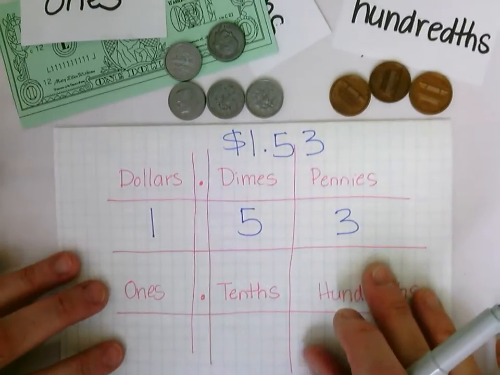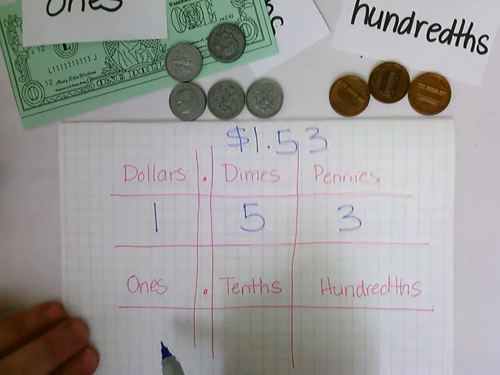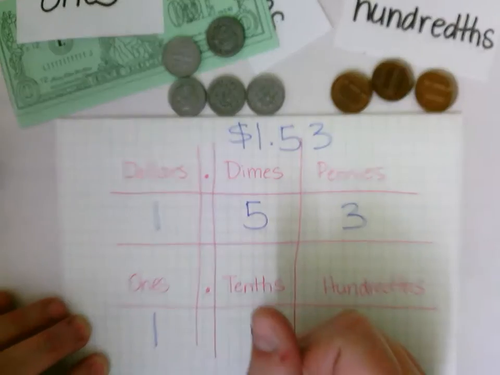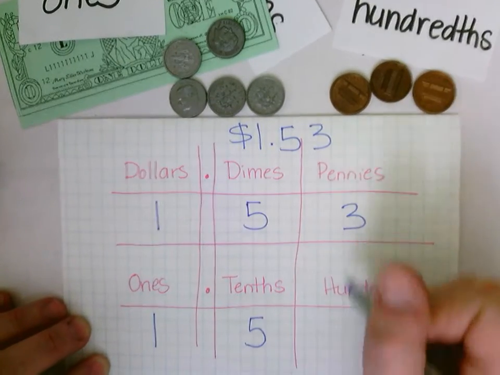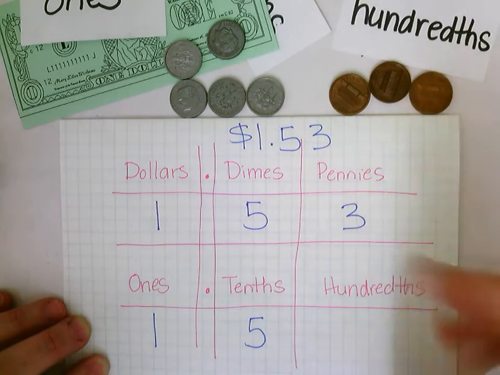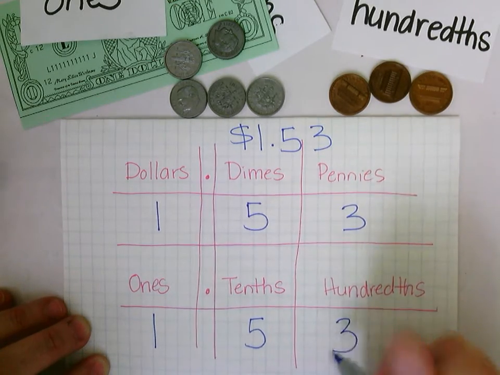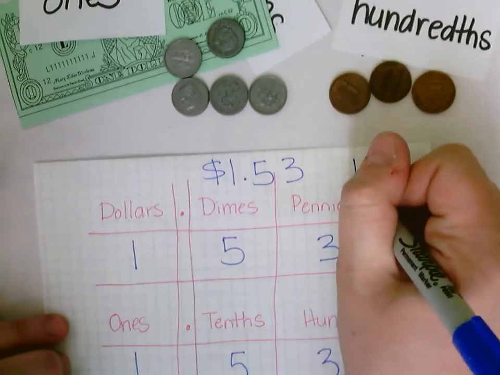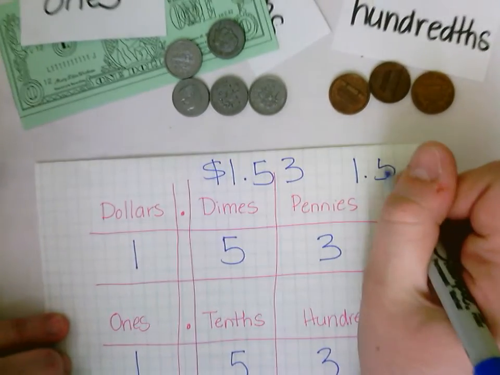Let's transfer that over. If my dollars are my ones, that means I have 1 one, I have 5 tenths, and I have 3 hundredths. So I can also write this as 1 53/100ths.